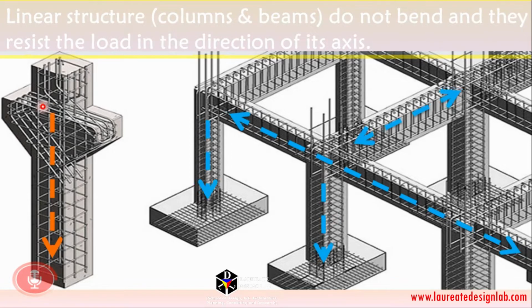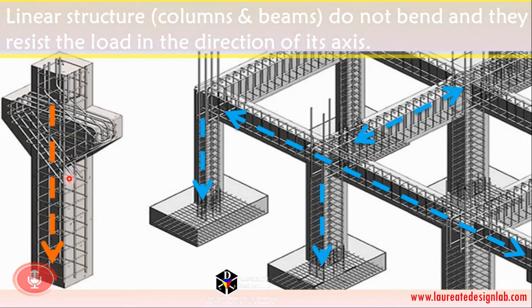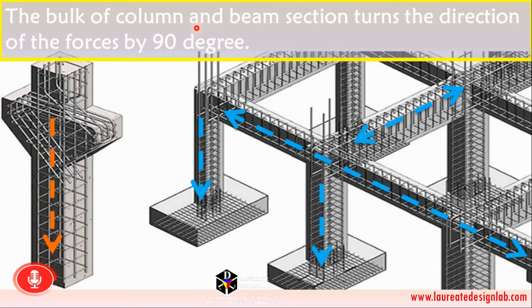So this arrow is indicating the axis of the column. So these linear structures, whether columns or beams, should not bend. In what direction? In the direction of their axis. Next line is the bulk of the column and the beam.